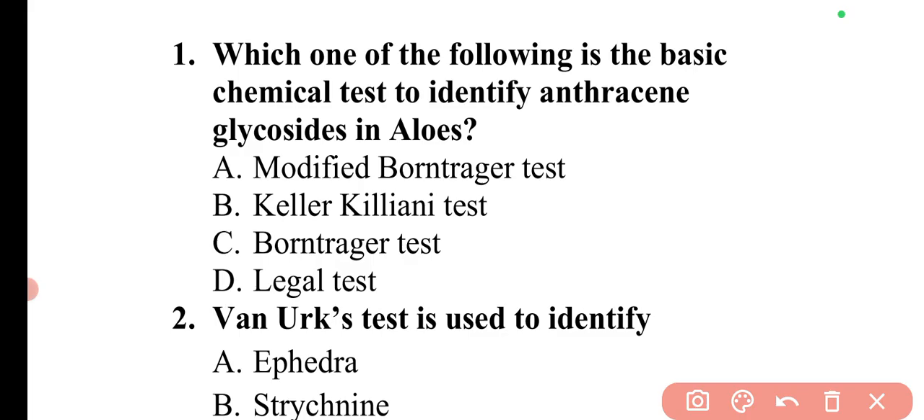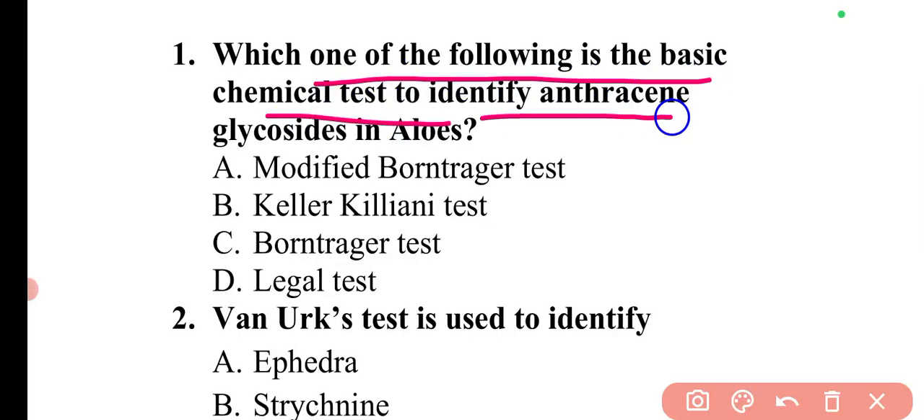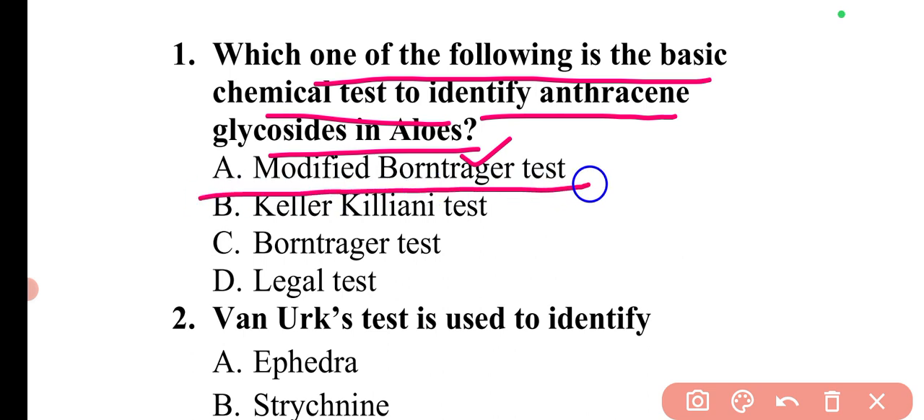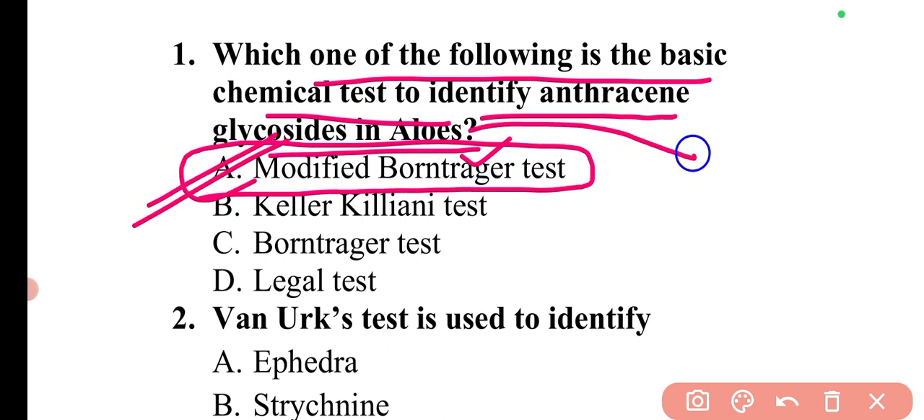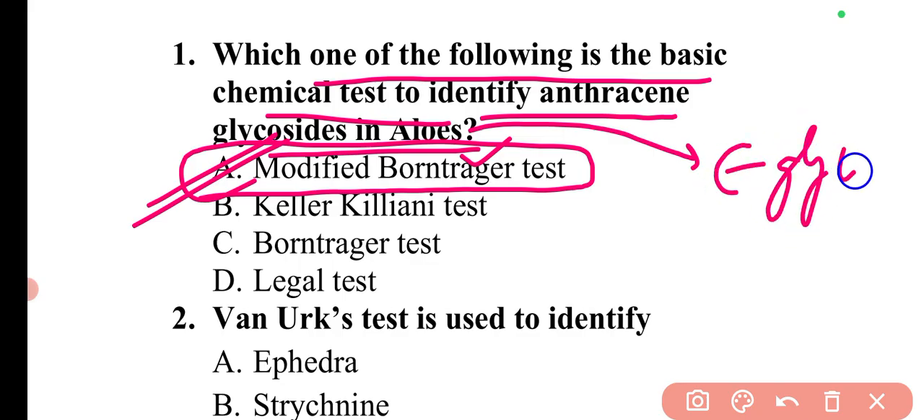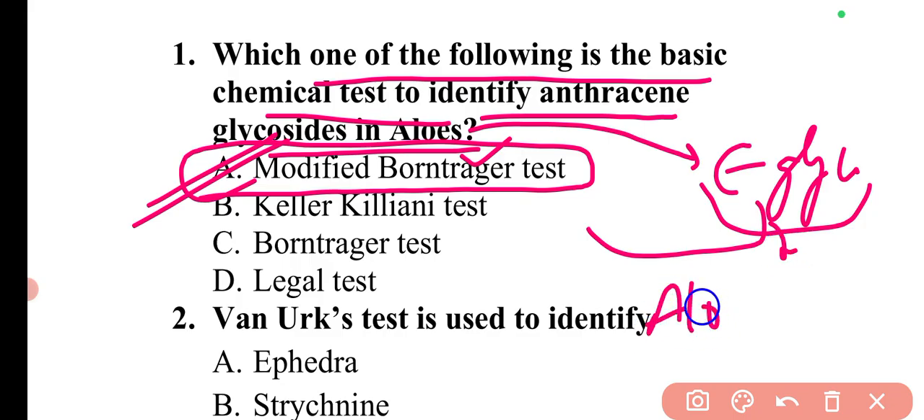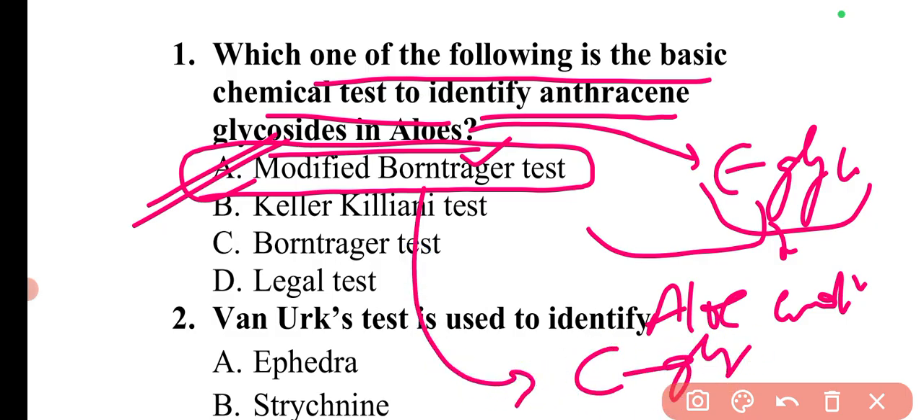The question is, which one of the following is the basic chemical test to identify anthracene glycosides in aloe? The basic chemical test to identify anthracene glycosides is the modified Borntrager test. Basically, aloe contains C glycosides, and the C glycoside present in aloe is aloin. This modified Borntrager test is used for C glycosides. That's why it is the test to identify anthracene glycosides in aloe.